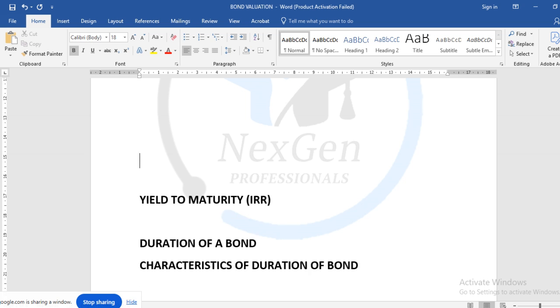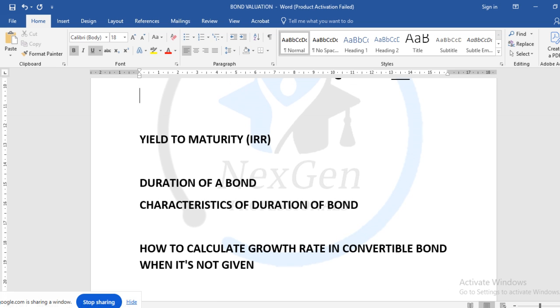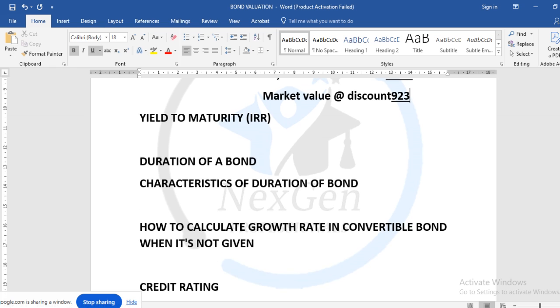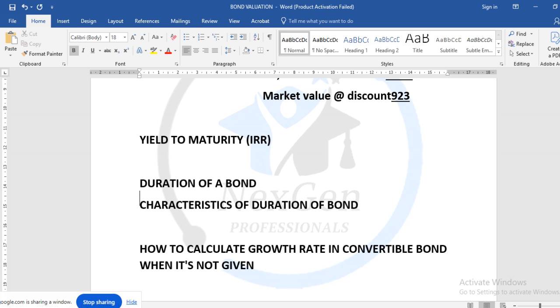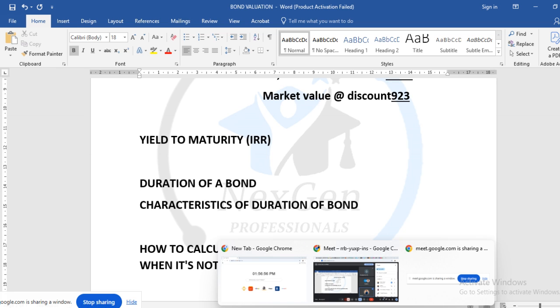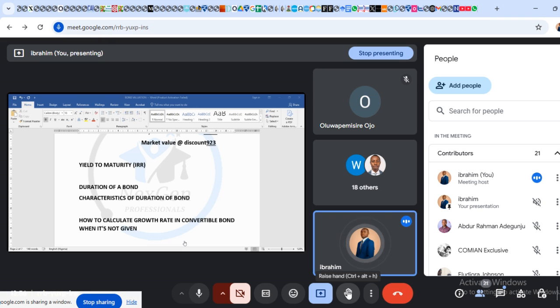What next? Yield to maturity. I hope I can finish this class. Yield to maturity. Don't forget, when you want to determine the market value of a bond, yield to maturity. Probably when you see the demonstration, you will still understand more, right?